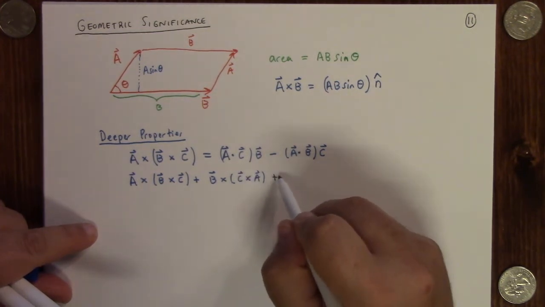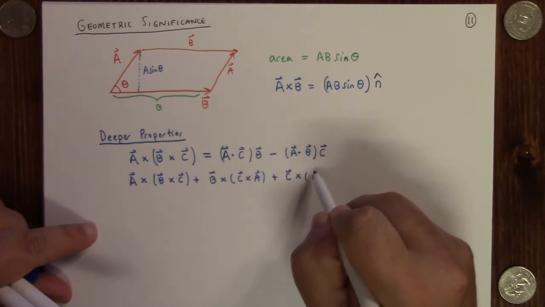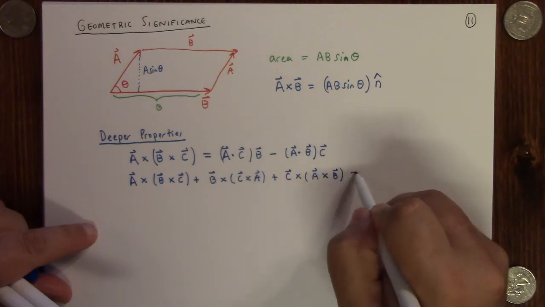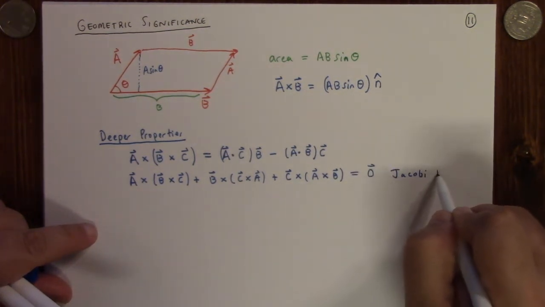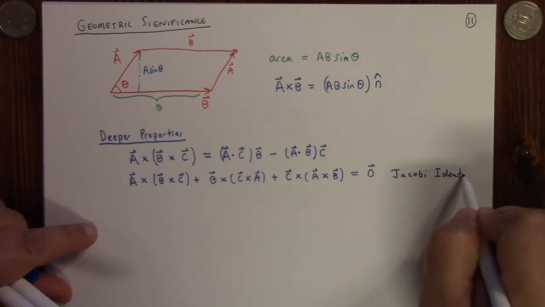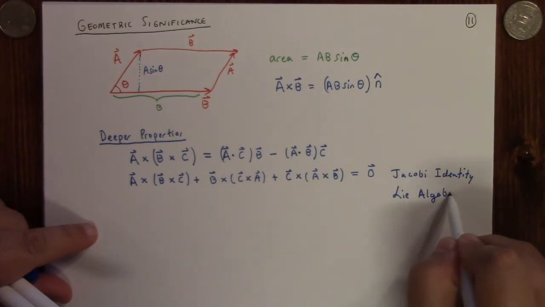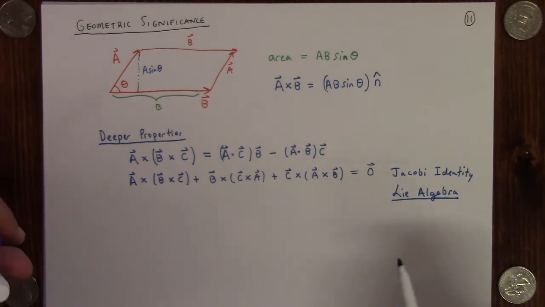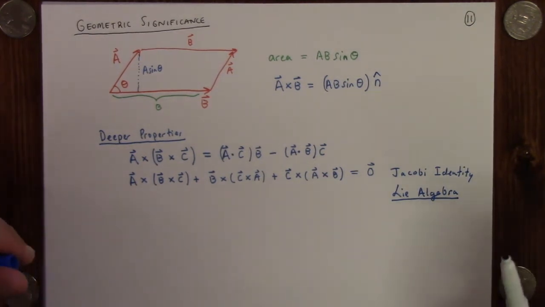But I've not found many Calc 3 problems which really require use of this. They're out there, they exist, but they're kind of hard to find. This is the Jacobi identity. The cross product is actually the first example of what's called a Lie algebra, which is something my brother more or less studied in graduate school. Well, his PhD topic is kind of an extension of that.